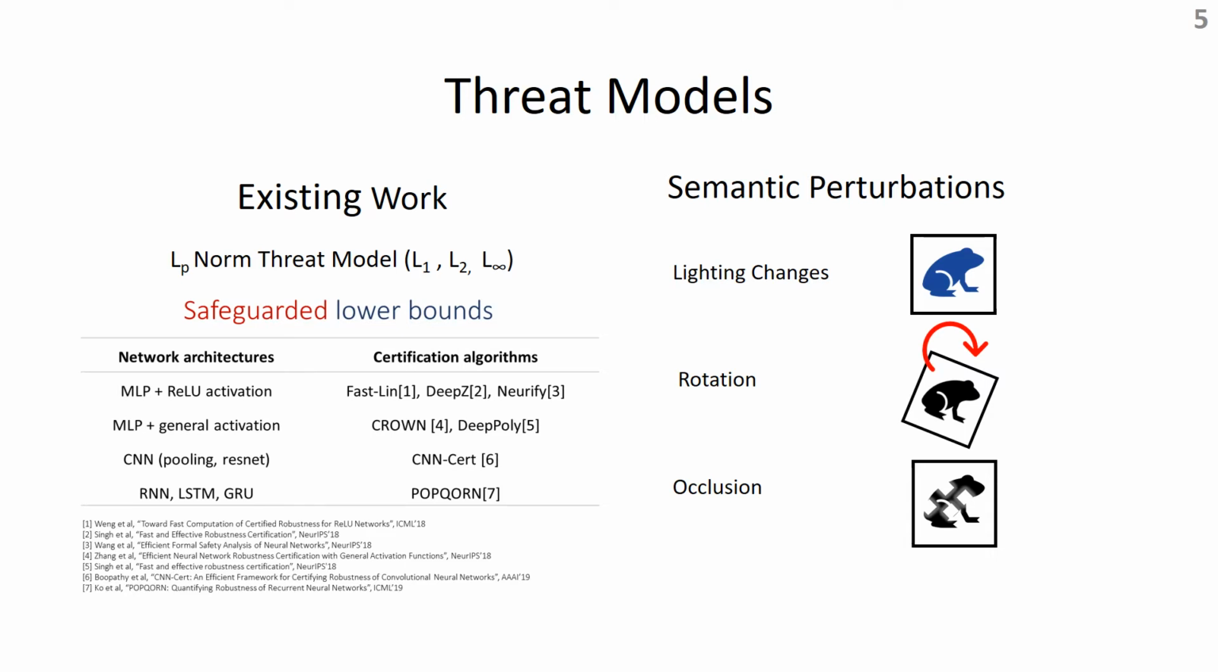However, most of the work in certification currently is done in the LP norm threat model, which is L1 and L2 balls. And in this work, we want to extend this to semantic perturbations like lighting changes, rotation, occlusion, etc.